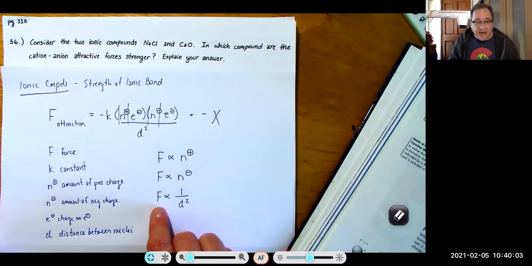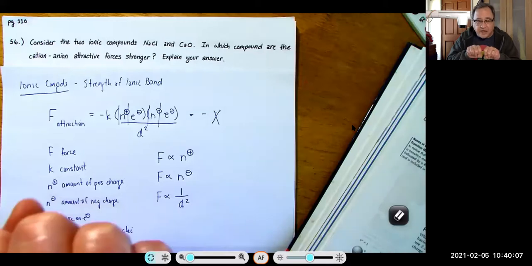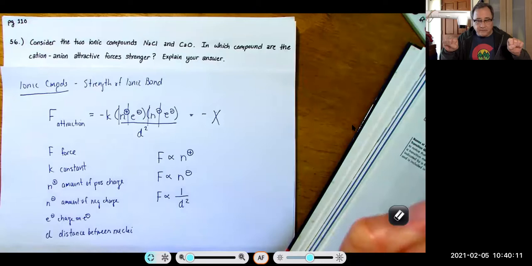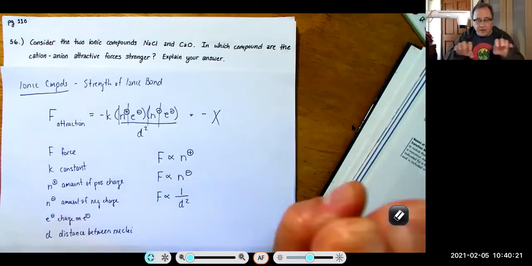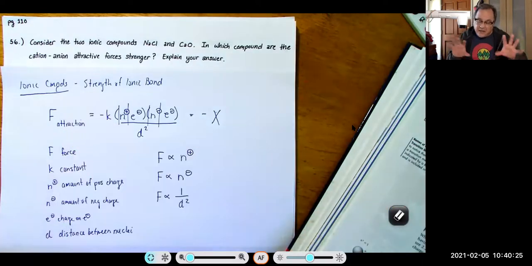This is kind of like magnets. When magnets are close together, what's the force of attraction? It's great. When magnets are farther apart, what is the force of attraction? It diminishes. It's the same for ions. That force diminishes the farther apart they are. So if the nuclei are far apart, that means that the atoms are big, the force of attraction is kind of small. So we want to know this.